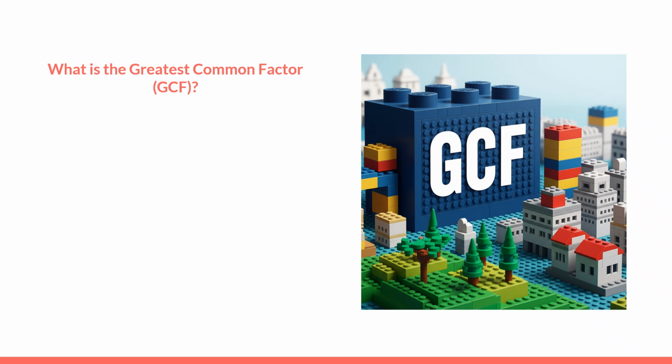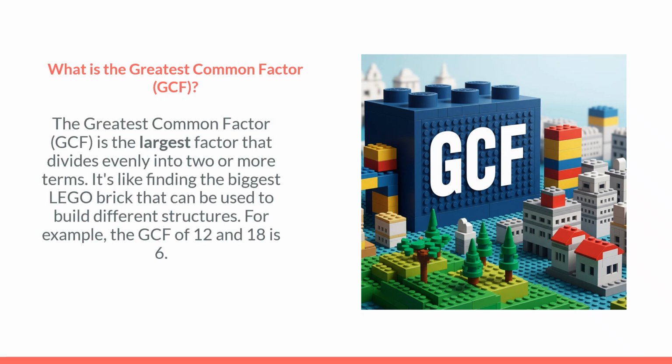What is the greatest common factor, or the GCF? The greatest common factor is the largest factor that divides evenly into two or more terms. It's like finding the biggest Lego block that can be used to build different structures. For example, the GCF of 12 and 18 is 6.